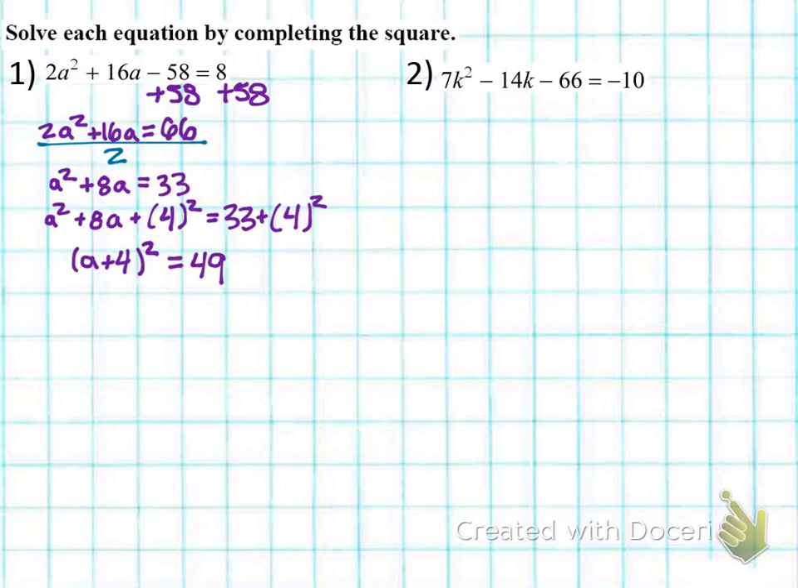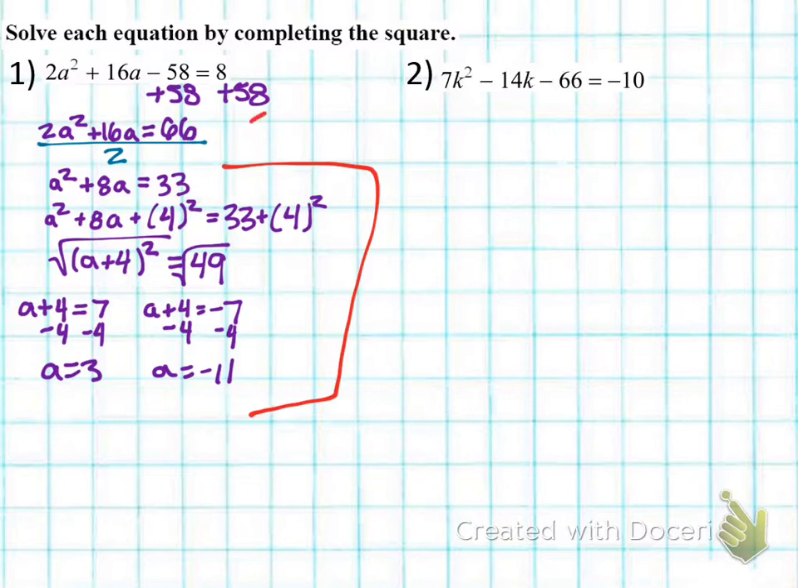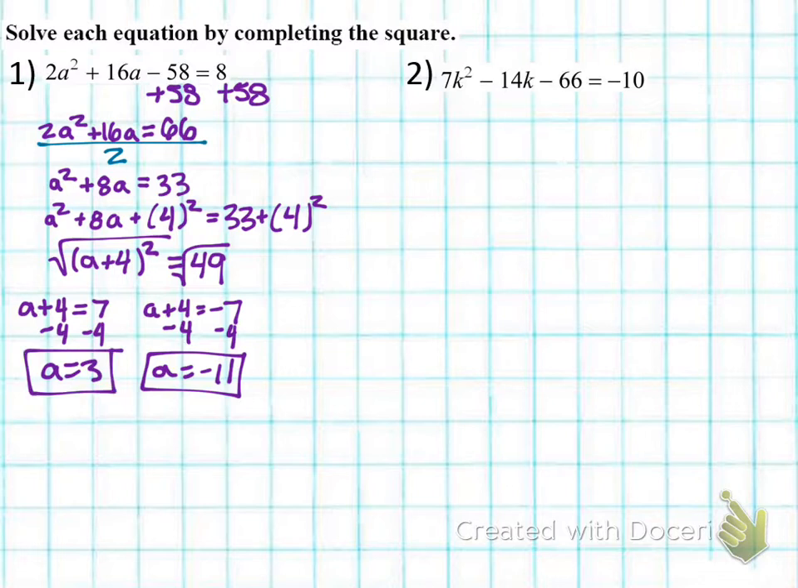Then I take the square root of both sides and have to set up 2 equations. The square root of 49 is just 7, so a plus 4 can equal 7, or a plus 4 can equal negative 7. And solving each of these, I get a equals 3 and a equals negative 11. So the second half of this is really just the same. Really, this whole part is just more repetition from yesterday's lesson. Okay, this is the only new part here. Alright, so those are our answers for number 1.